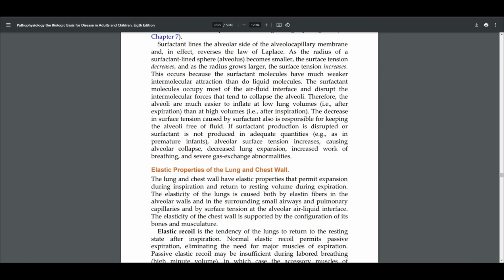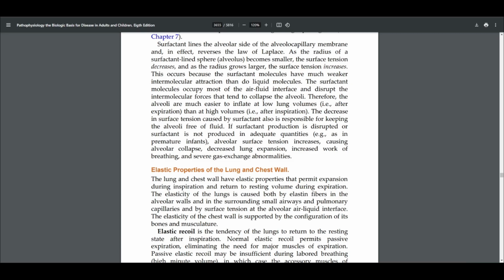This occurs because the surfactant molecules have much weaker intermolecular attraction than do liquid molecules. The surfactant molecules occupy most of the air-fluid interface and disrupt the intermolecular forces that tend to collapse the alveoli. Therefore, the alveoli are much easier to inflate at low lung volumes after expiration than at high volumes after inspiration. The decrease in surface tension caused by surfactant also is responsible for keeping the alveoli free of fluid.